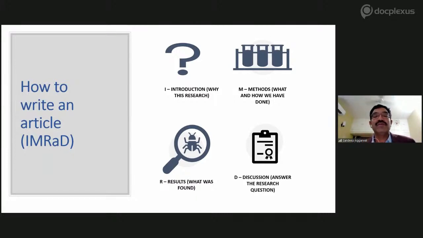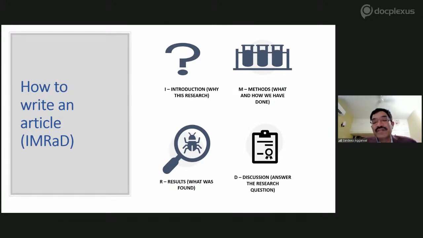But broadly, it talks about why the research, what and how we have done it, what was found, and the discussion answers the research question. Your discussion should clearly answer the question you raised in the introduction. And I will be surprised how many people fail to do so.